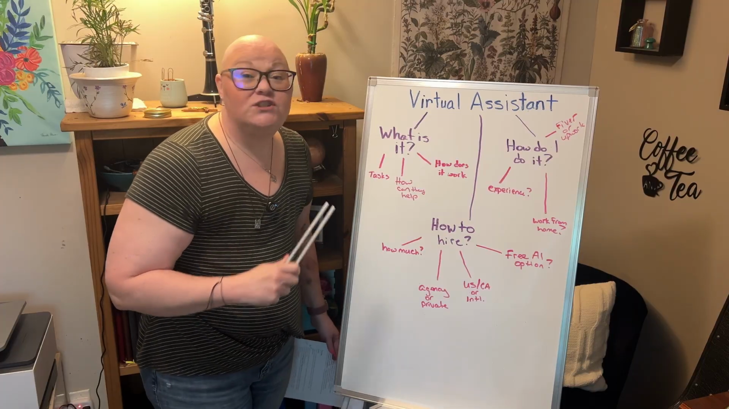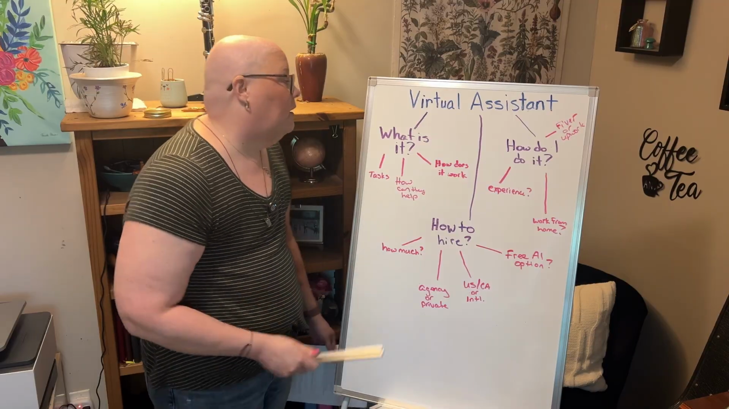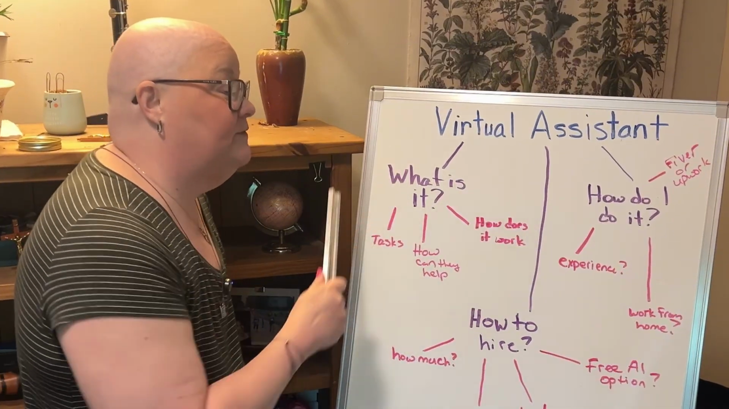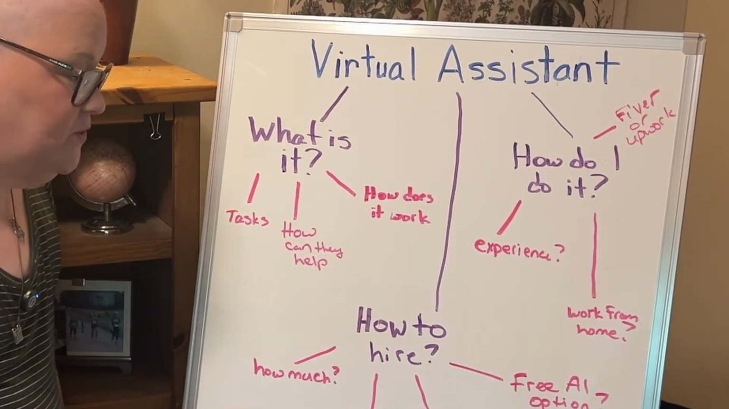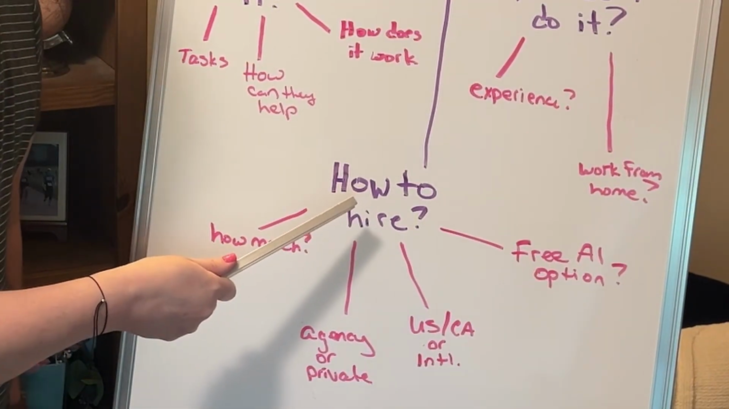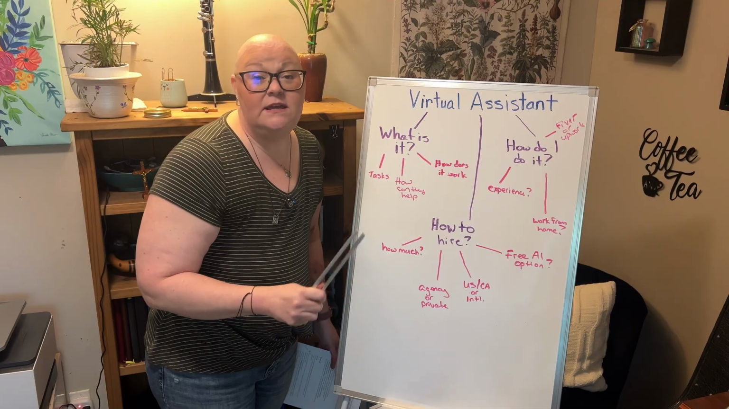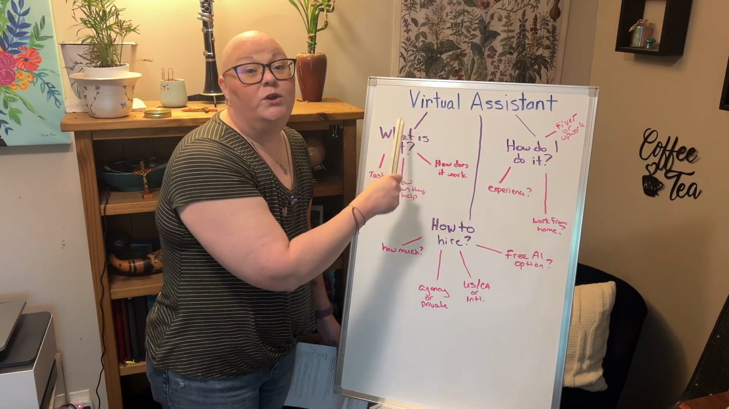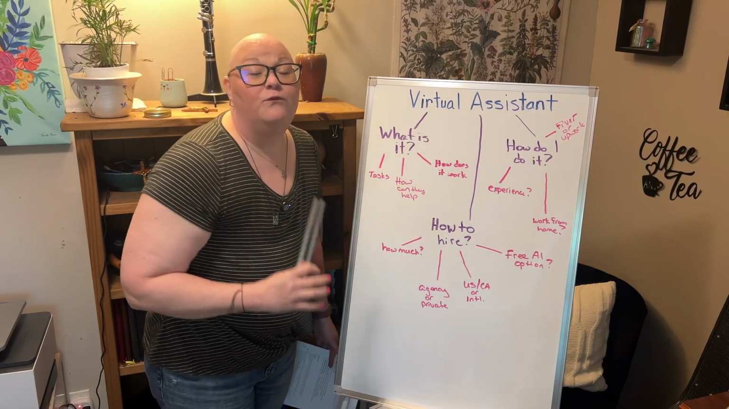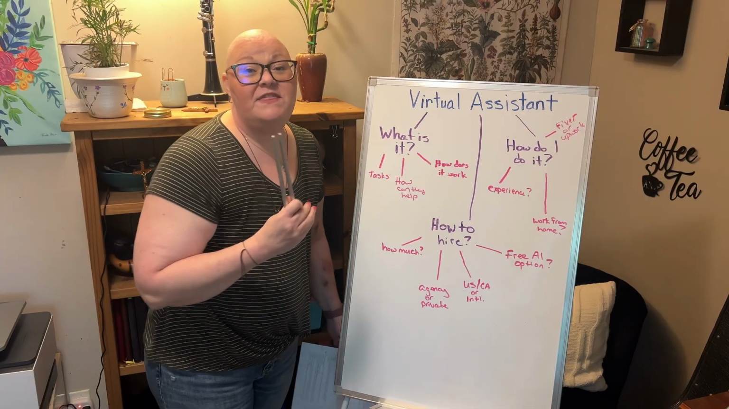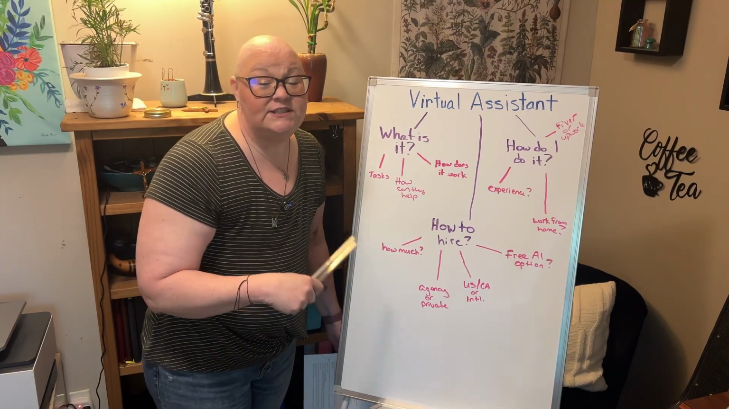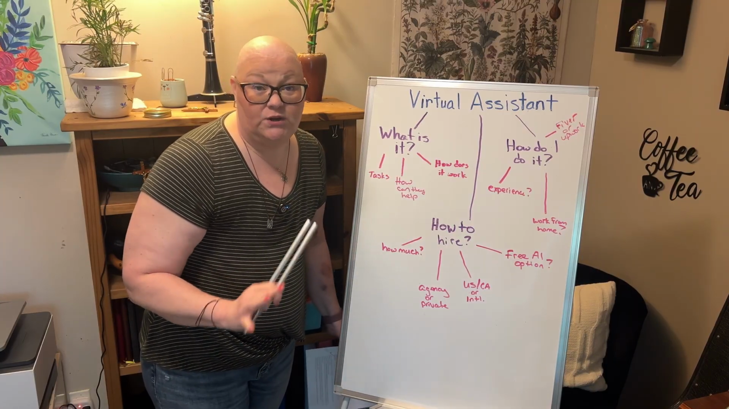Now, the 3 pillars I chose to focus on for this example are, what is a virtual assistant? How do I become a virtual assistant? And how do I hire a virtual assistant? These are all 3 great pillars that you need to create content around if you are a VA or you run a VA agency. So from those pillars, we're gonna come up with individual topics. And I just did a few, but the possibilities are endless.